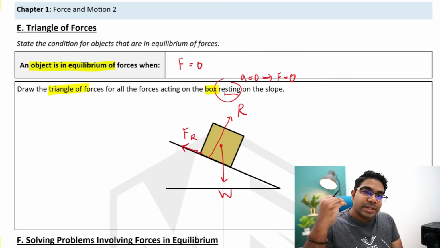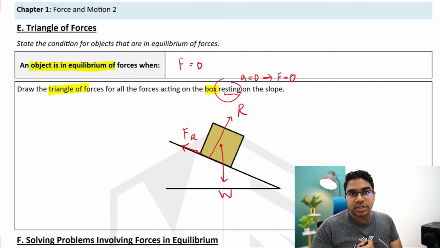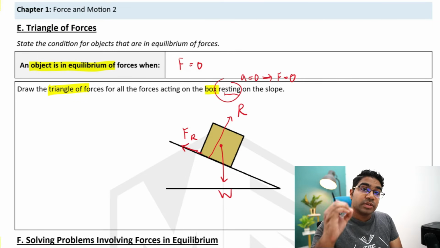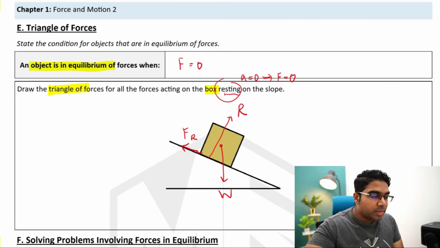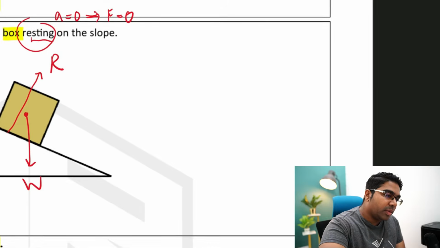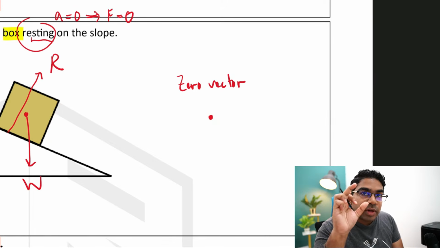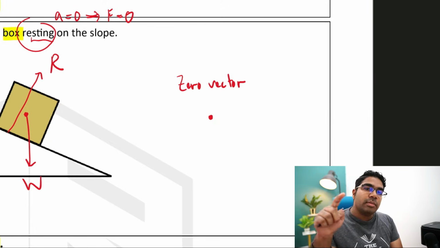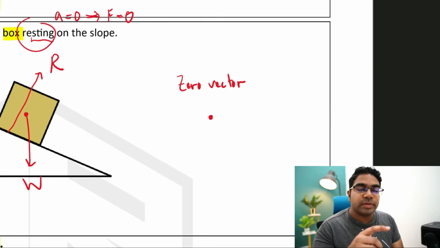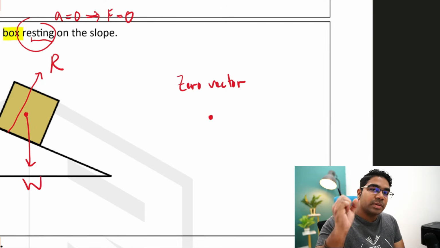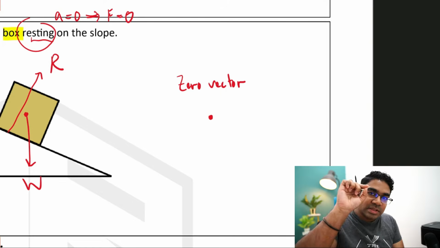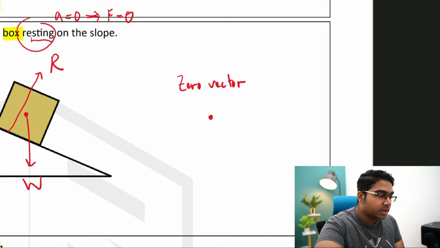So what is the vector sum of all these three forces? The vector sum of all these three forces will be 0. And how do we represent that in terms of vectors? A little bit of add maths here. If you remember, a 0 vector is simply a dot. It has no magnitude and therefore it has no length. And so when you sum up all the forces, when forces are in equilibrium, the vector sum is 0, and so the vector sum is just a dot. Let's see how that works out in our diagram.